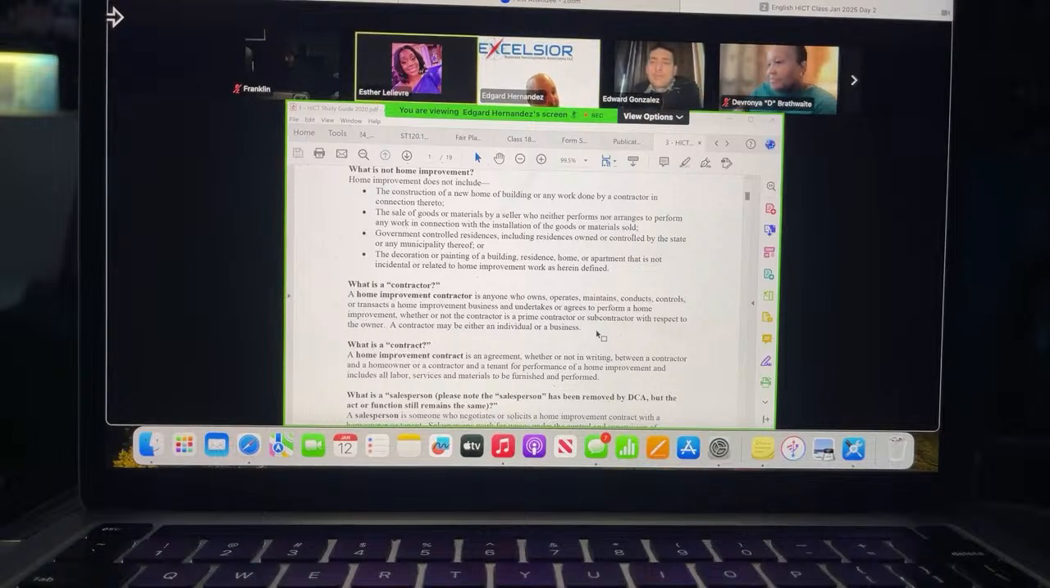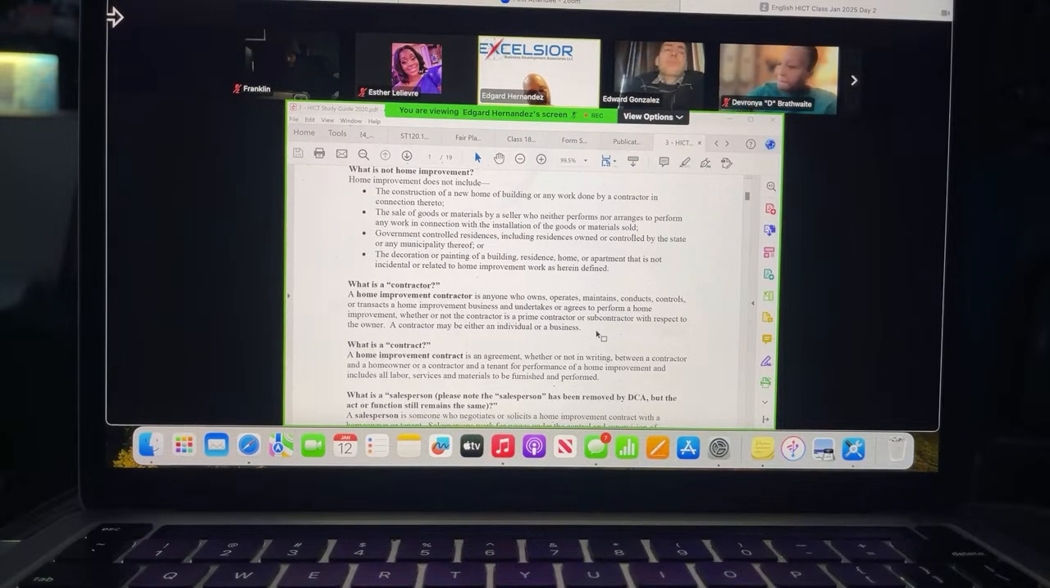What is not home improvement? Home improvement does not include the construction of a new home, of a building, or any work done by a contractor in connection thereto. The sales of goods or material by a seller who neither performs nor arranges to perform any work in connection with the installation of goods and materials sold. Government controlled residences, including residences owned and controlled by the state or municipality. Sorry, my eyes. Painting or decoration of a building, residence, home, or apartment that is not incidental or related to home improvement work herein defined. Perfect. Thank you, Esther. Give me a moment.